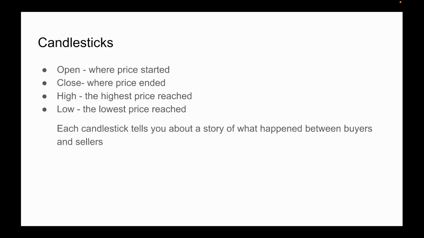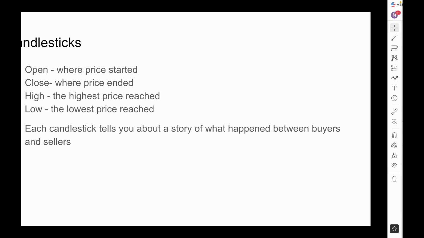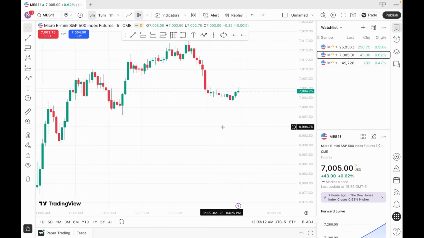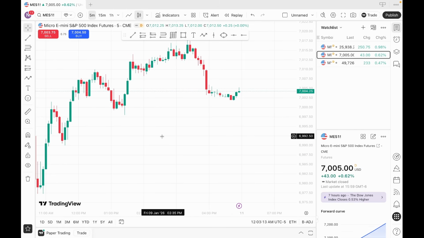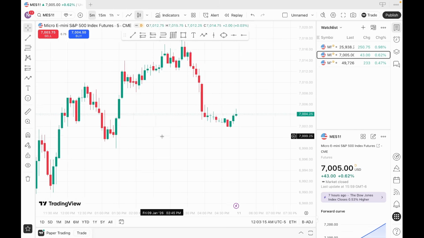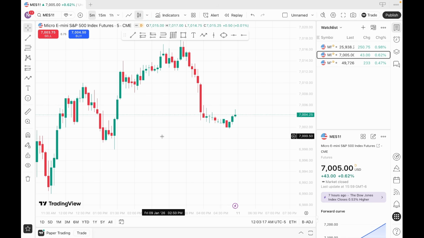Yeah, trading is literally all just reading this. Once you understand how to read this, bro, you can make money, dude. But now I know that those are wicks. That's the body. All right.